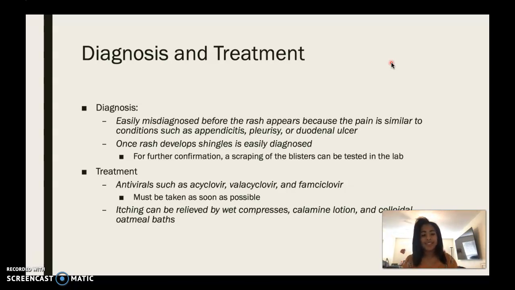There are antivirals such as acyclovir, valacyclovir, and famciclovir that are given to patients in order to decrease the symptoms, like I said. But they must be taken as soon as possible for them to have the most effect. Those that are taken later, those people have an increased chance of getting PHN. The itching can be relieved by wet compresses, calamine lotion, and colloidal oatmeal baths.